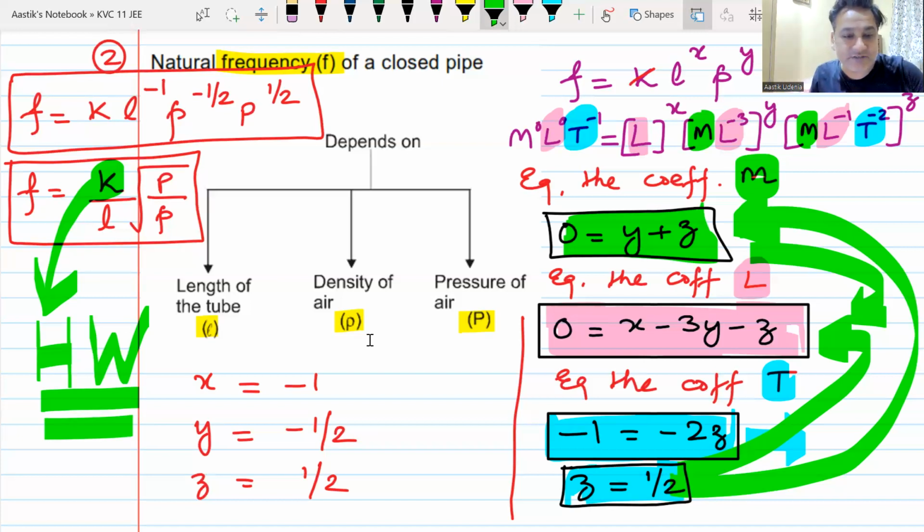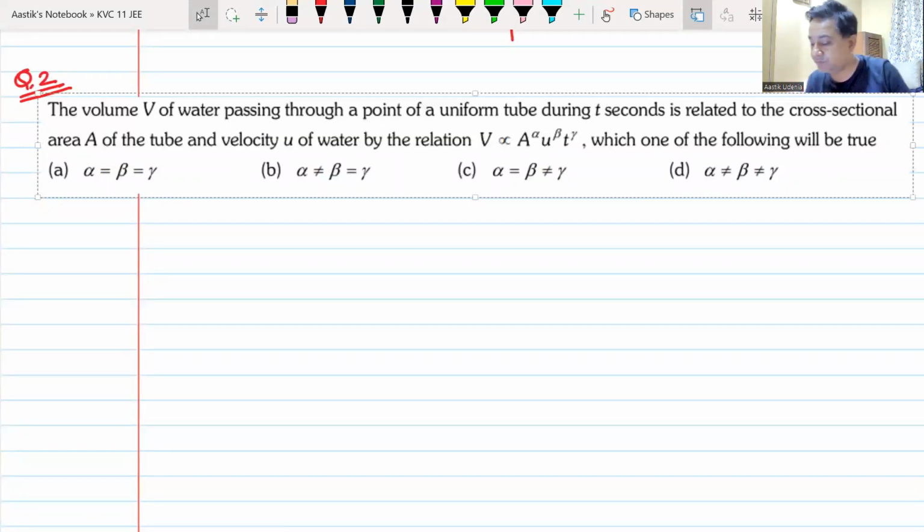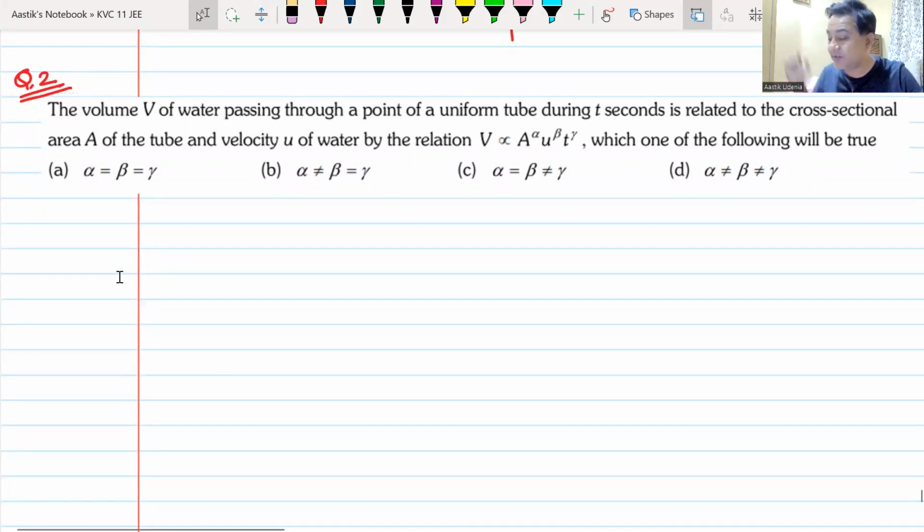Then comes the next question. And remember, this is how questions or language is there in a JEE. You may not know what is this, but you can still solve this question. The volume V of water passing through a point of a uniform tube during t seconds, t is time, is related to the cross-sectional area A of the tube and velocity u of water by the relation V is proportional to a raised to the power of alpha, u raised to the power of beta, and t raised to the power of gamma. Alpha, beta, and gamma, our old friends, come into the picture. Which of the following will be true?